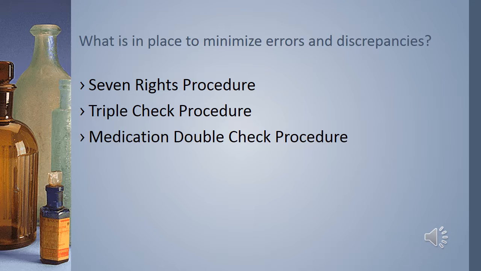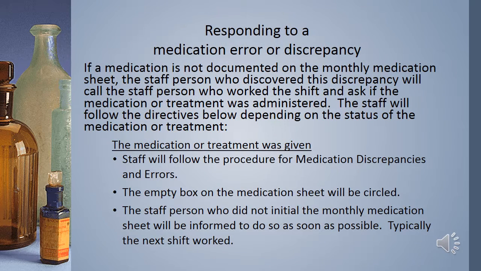What is in place to minimize medication errors and discrepancies? The first is the 7 rights procedure that each staff should follow when they are preparing to administer medications. The triple check procedure is also done 3 times during the course of administering the medication to determine that the 7 rights are being met and the medications that are being dispensed are correct and given to the appropriate person. And lastly, the medication double check procedure, which is where staff are checking for each other, determining if medications were administered and charted correctly before and after each shift.